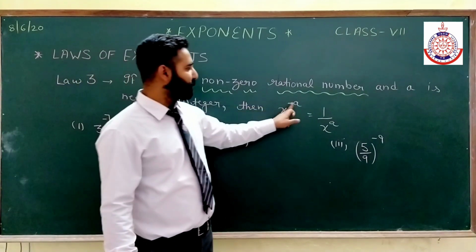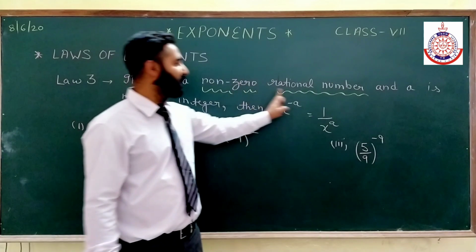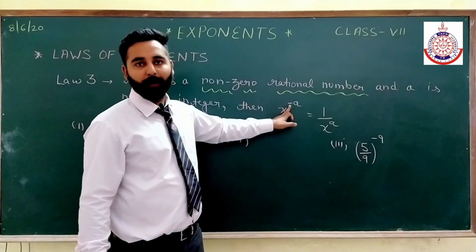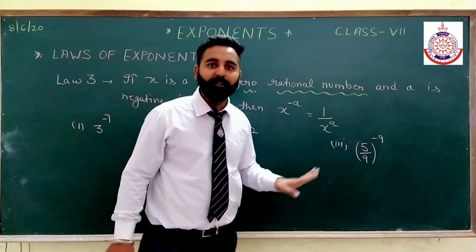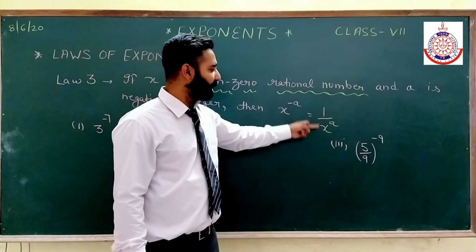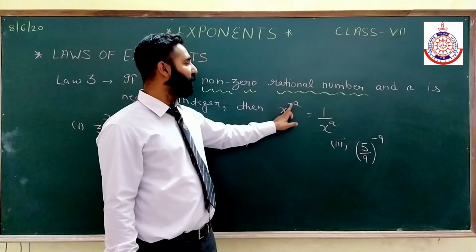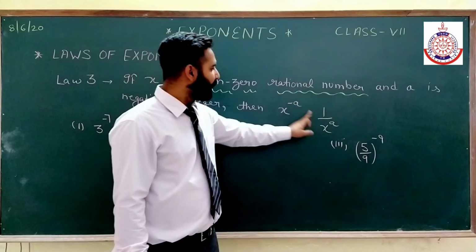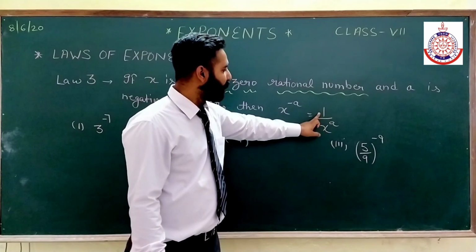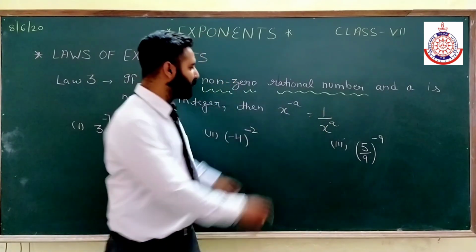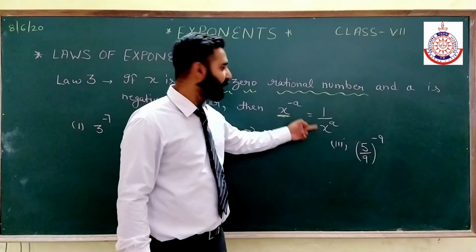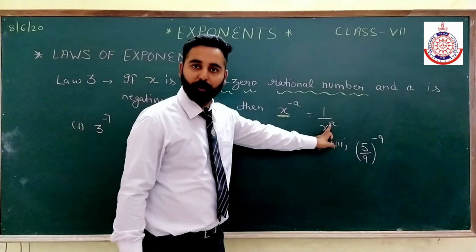Then x raised to power minus a means non-zero rational number we are taking as base. Any number we are taking as base raised to power minus a means power is a negative integer. So as I told you, what we will do? We will do reciprocal of the base to remove the sign of minus from the power. See here, no sign of minus. Just what we have done? We have done the reciprocal of the base. What is base here? X. So reciprocal of x will be 1 upon x, and minus sign is removed from the power.